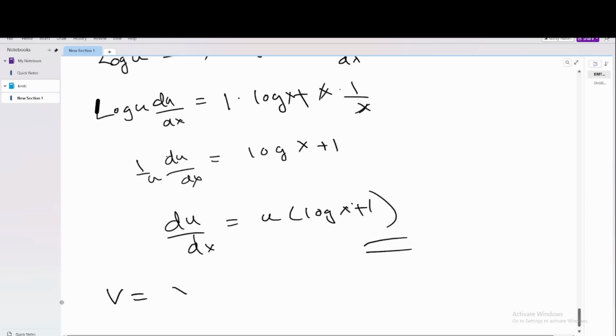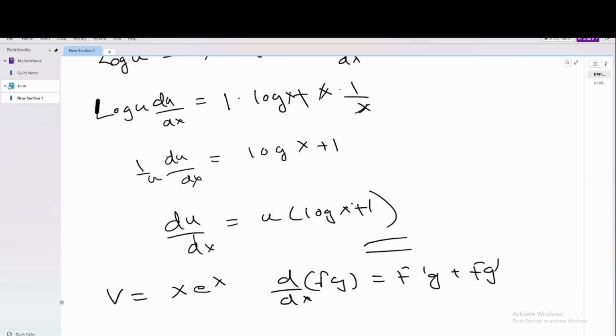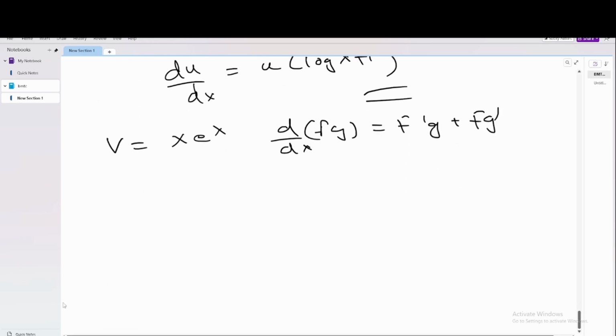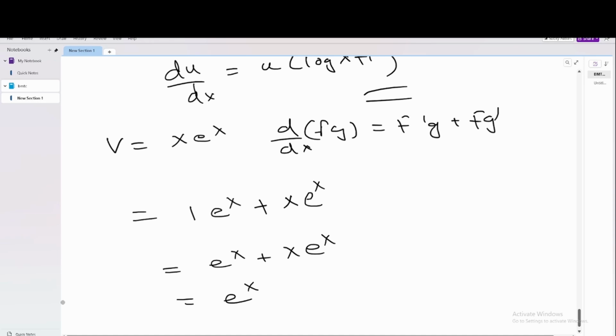v is equal to x into e raised to x. Again we use the product rule. d by dx of f g is equal to f prime g plus f g prime. So here derivative of f is 1 into e raised to x plus f, which is x, into e raised to x. Derivative of e raised to x is e raised to x. So the final answer will be, here we can take e raised to x out.